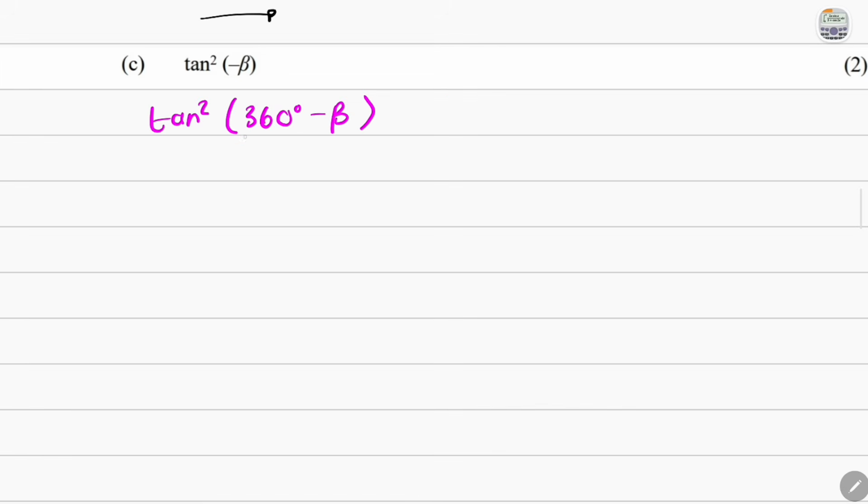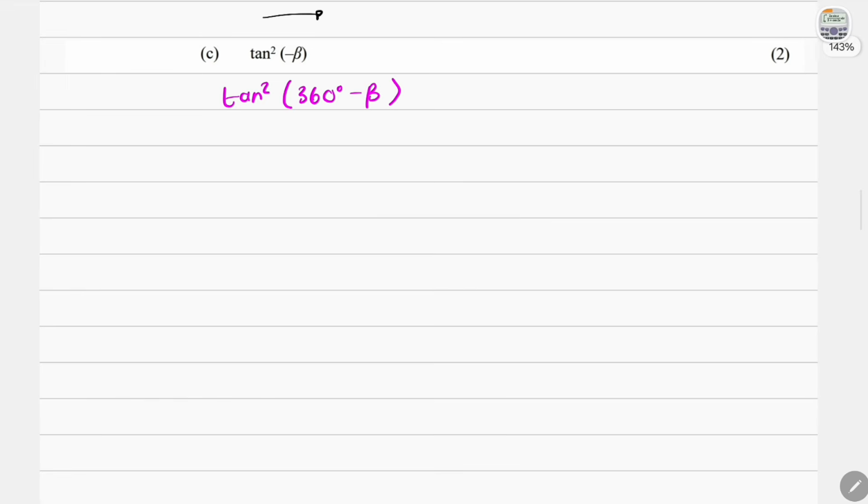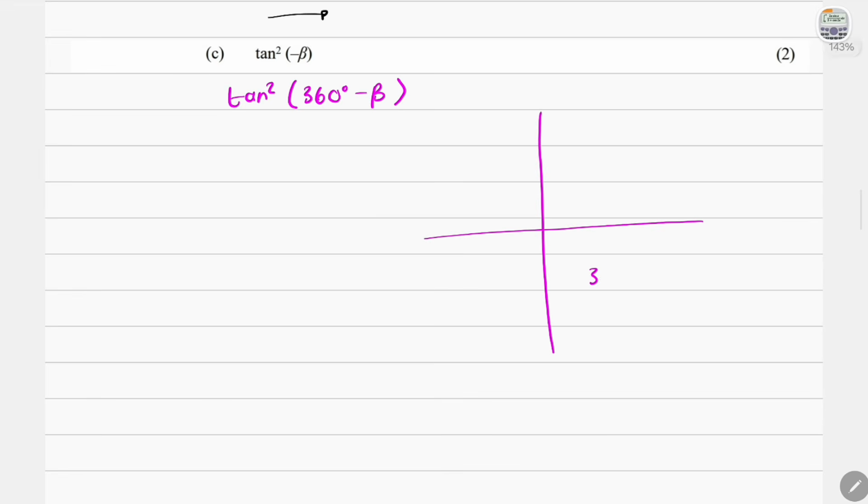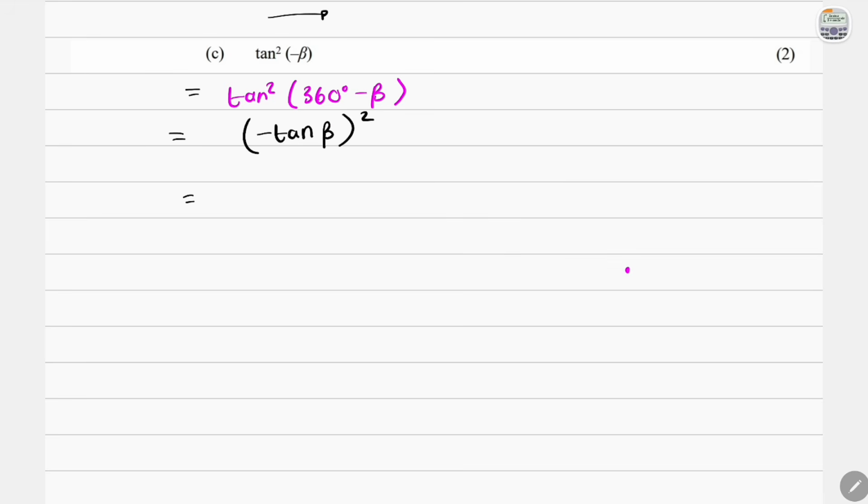And you know that tan of 360 degrees minus beta, based on where 360 degrees minus our reference angle is, is in the quadrant where cos is positive, but tan is negative. So you end up with negative tan beta, but still remember that this is squared. So it gets squared and ends up becoming positive. So now this is positive tan squared beta.